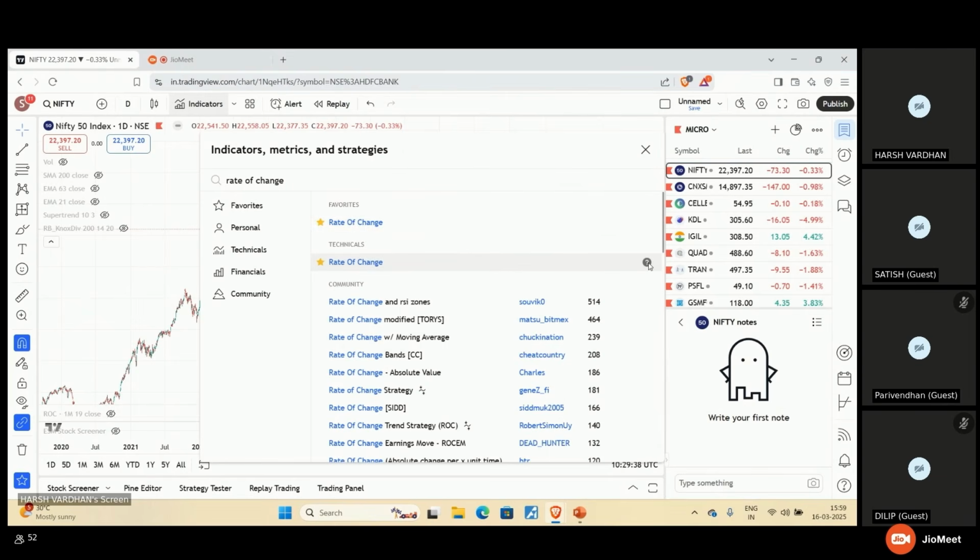Is it showing for everyone? Yes, rate of change is showing, but it's asking for the premium version. Like it's not available free. Okay.